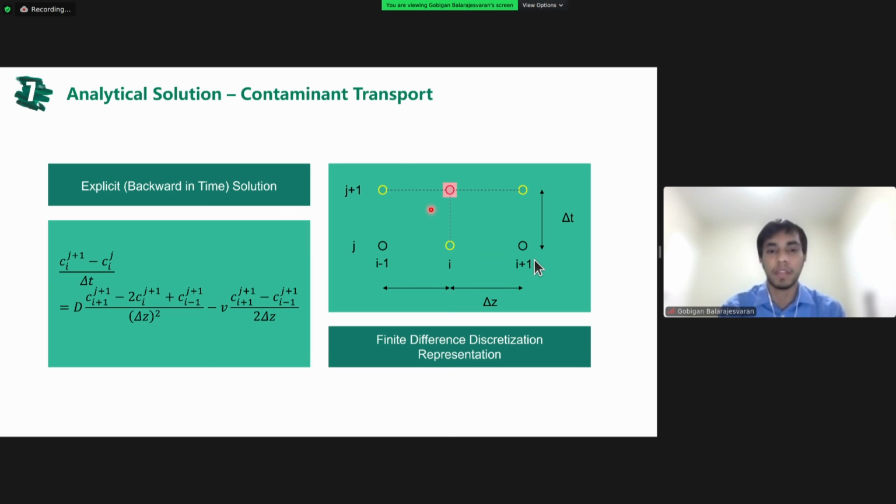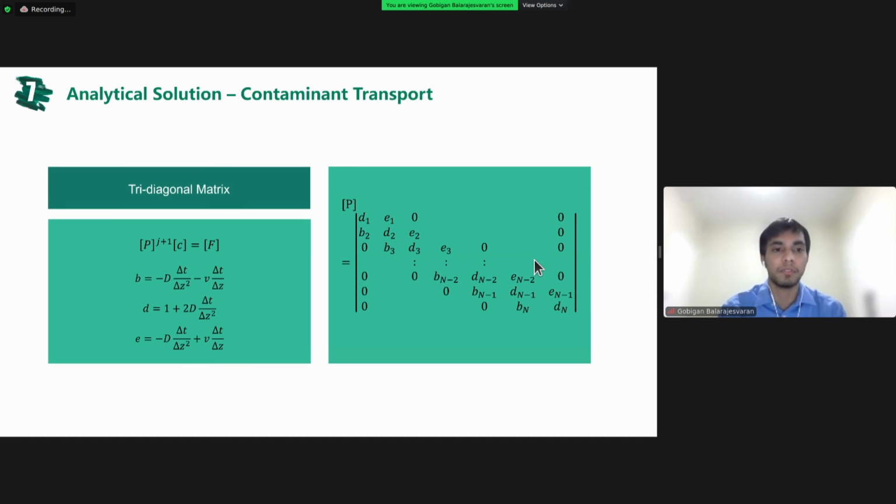And because of this, we are left with three unknowns, and they all can be solved by coupling the formulas for all the nodes, which will create a matrix. And this will be a tri-diagonal matrix as such. And for each of these constants, these are the definitions. And this matrix can be solved using MATLAB to find the concentration in the next time level.